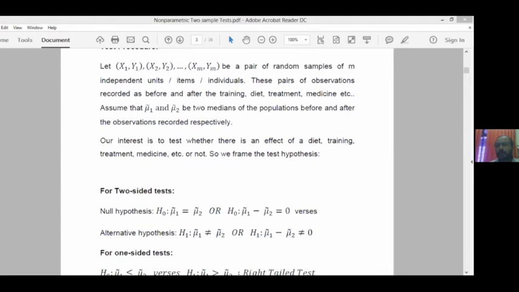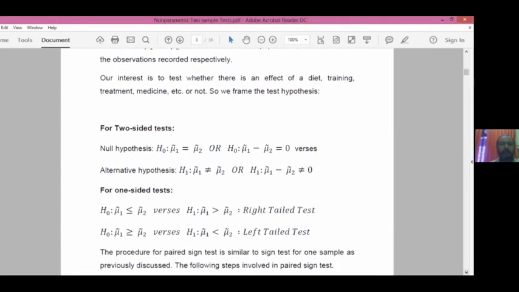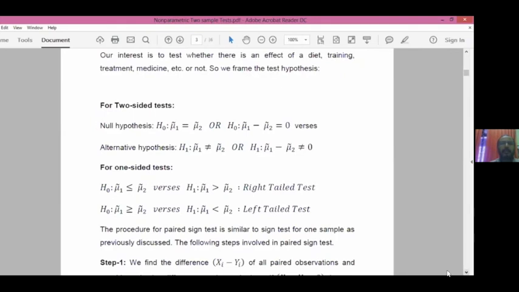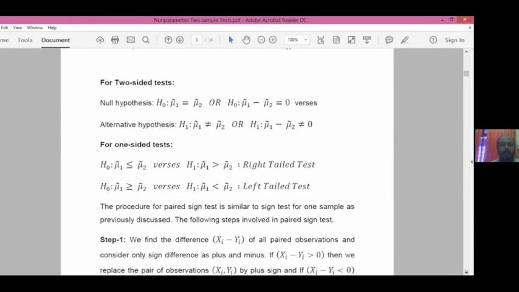So how do we frame the hypothesis to test? For the two-tail test, the null hypothesis is mu1 equals mu2, that is, these two populations are the same and the difference is 0, versus the alternative hypothesis that mu1 is not equal to mu2. Then there are one-sided tests, the right-tail test and the left-tail test. I already explained how to formulate the hypothesis, and then I come to the steps.